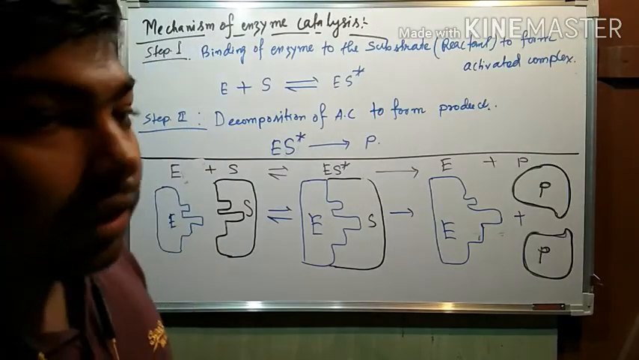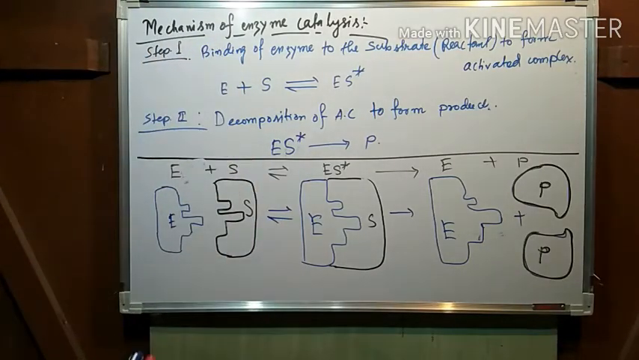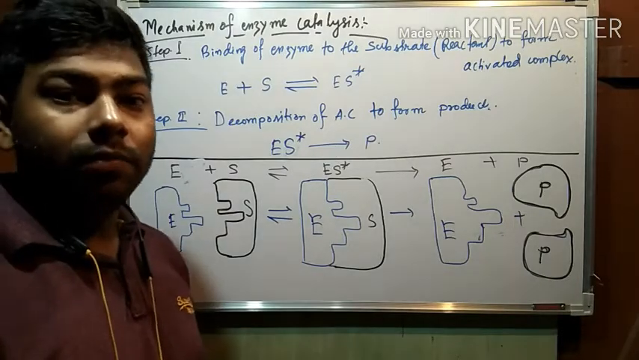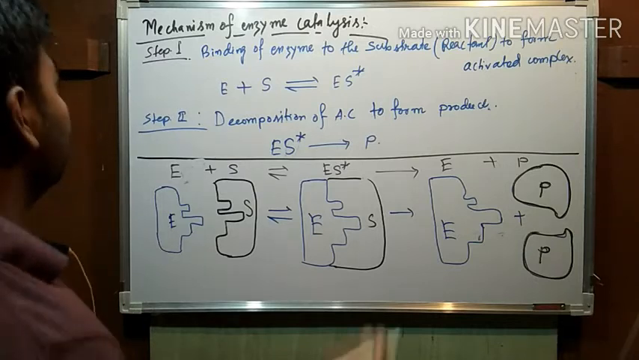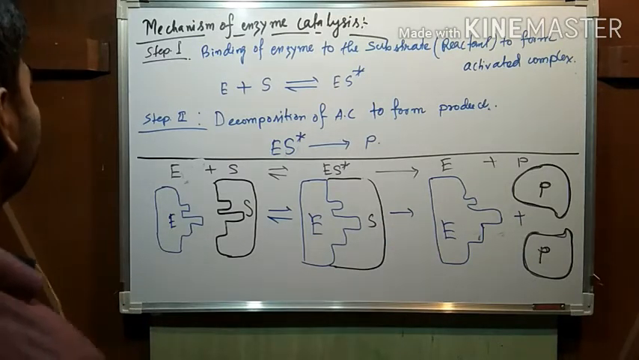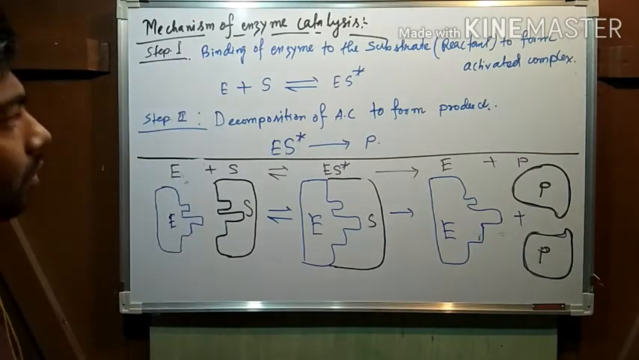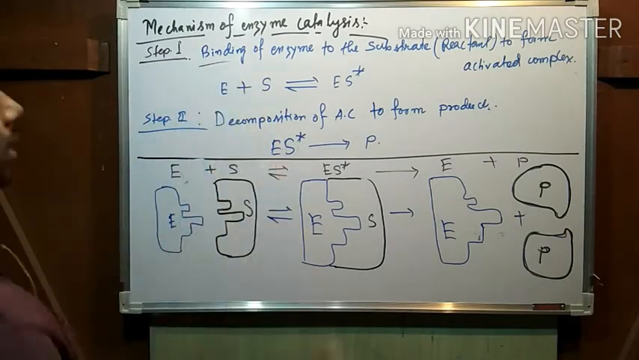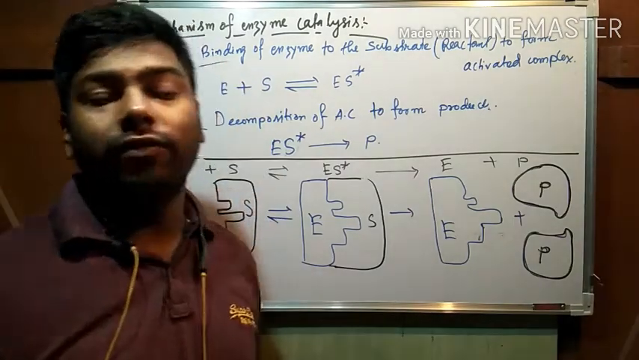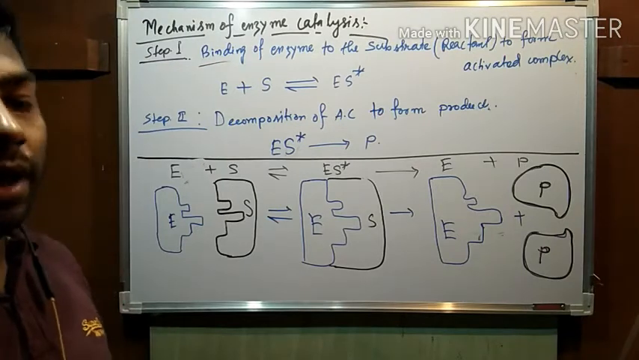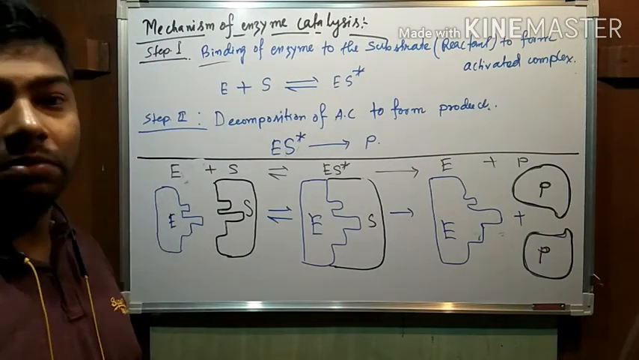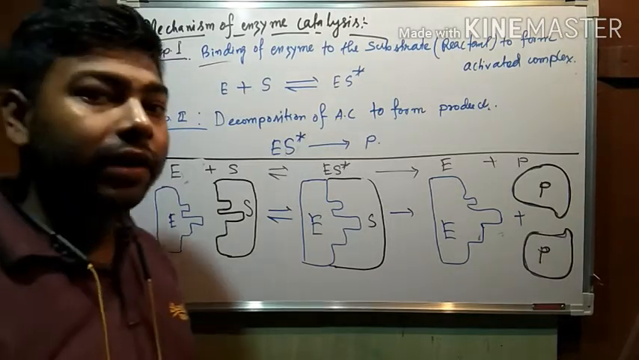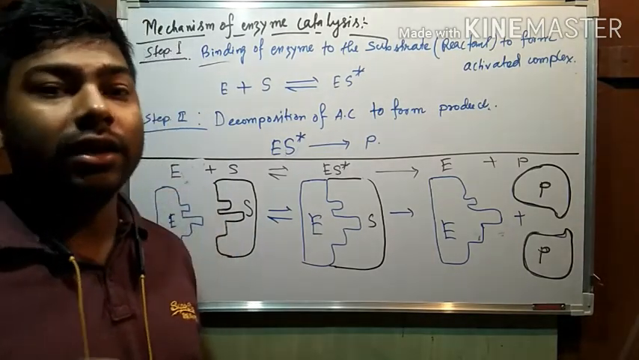Now, let's see what is the mechanism of enzyme catalysis. That means how the enzyme catalysis is performed. See, it involves two steps. In the first step, the enzyme binds to the substrate. Substrate means the reactant, to form an activated complex. Activated complex means, as I explained, a complex having high energy and highly unstable.